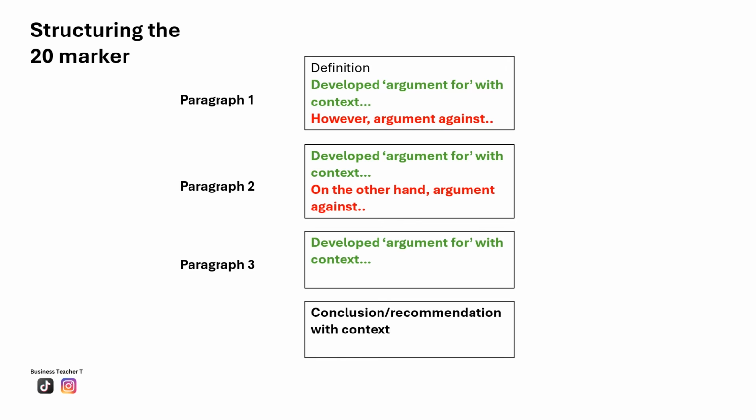It might be that you're developing an argument for option 1. As I said, it really depends on what the question is. And then in that paragraph you would have a counter argument. So you might start that off with the word however. Second paragraph, another developed argument within context, and then a counter argument. Third paragraph, another developed argument. This time you do not need to include a counter argument. Then you have your conclusion or your recommendation, and that should also be in context.